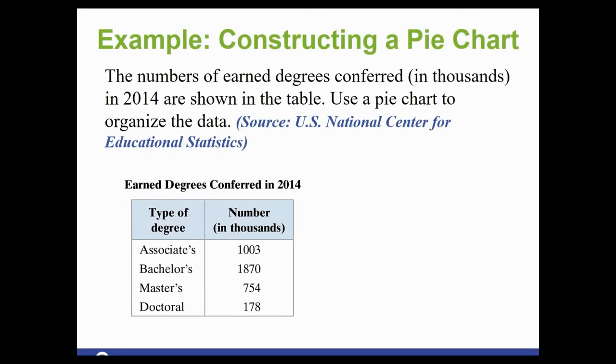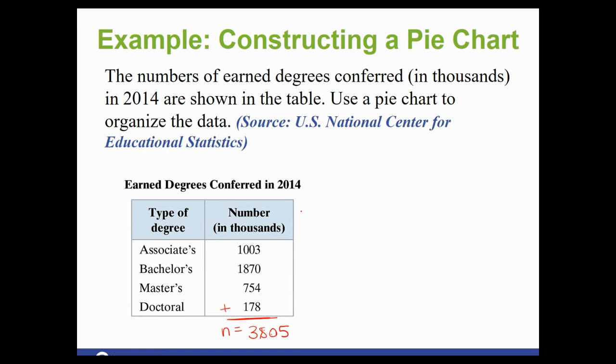So here's our example. The number of earned degrees conferred in thousands in 2014 are shown on the table. Use a pie chart to organize the data. We have our 4 categories: associates, bachelor's, master's, and doctoral. We need to add these up so we have a total sample size here. So if we're adding up 1003, 1870, 754, and 178, we get a sample size of 3,805.